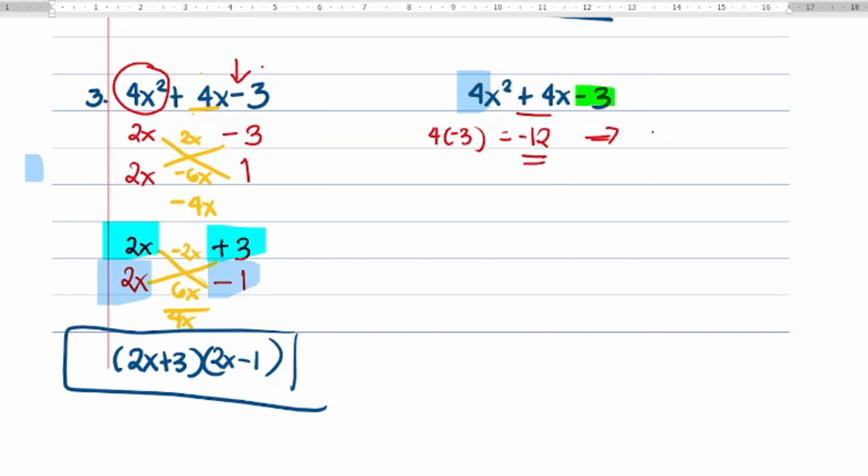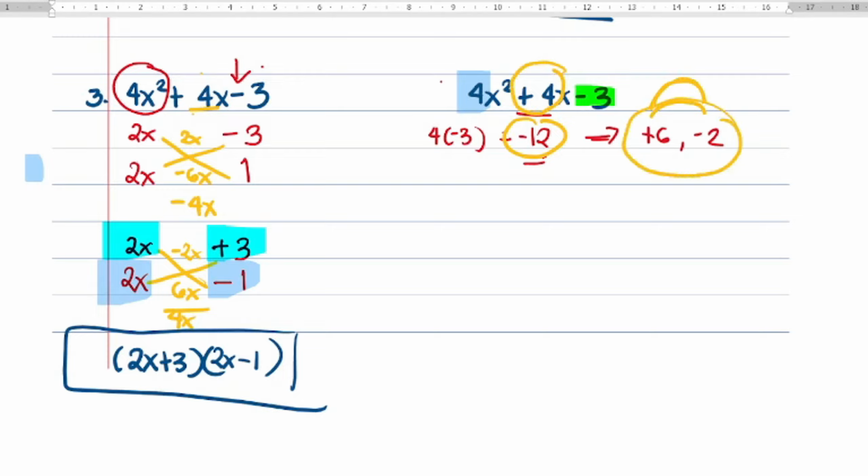So that would be positive 6 and negative 2. Right? Again, check na to. Positive 6 times negative 2, that is negative 12. So, okay. Positive 6 plus negative 2, that is positive 4. So, okay. Mao ni ato ang factors nga gipangita.